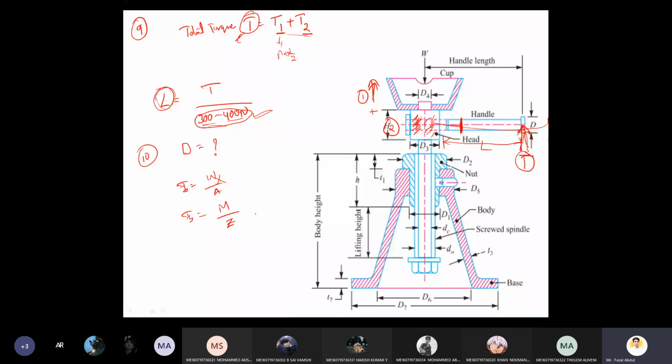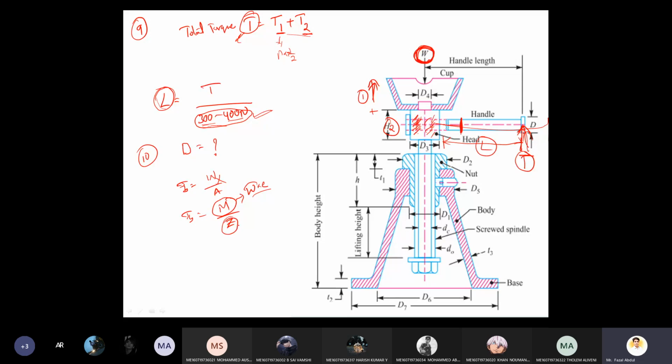So M is the bending moment. What is the bending moment? Bending moment is load into distance, right? Here I'm always writing the capital W. Capital W means the lifted body applied at the top. So load into E, where E is the length of the spindle, right?